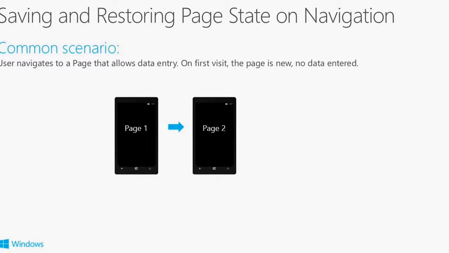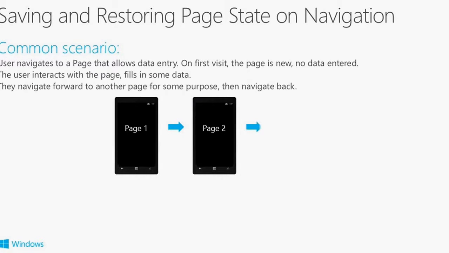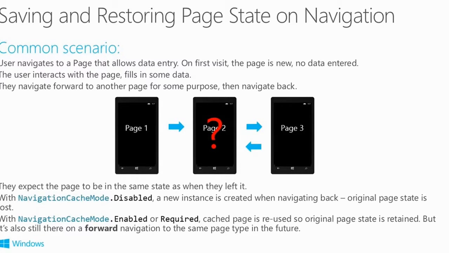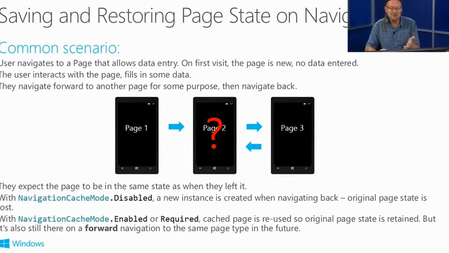So if you go forwards to a page and then you go to some other page and then go back, you would probably expect page 2 to look the same as you left it. With navigation cache mode disabled, you'll get a whole new instance when you navigate back, so that won't be the case. This is why you need to care about this. But with navigation cache mode enabled or required, you'll get the same instance and that will just work. And like I said, required is the de facto standard anyway.